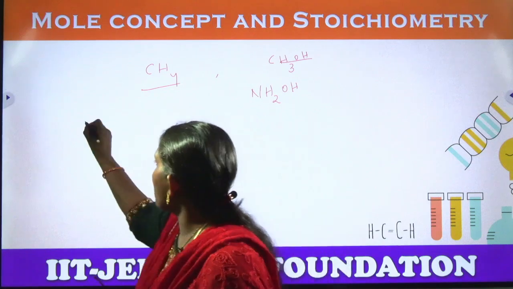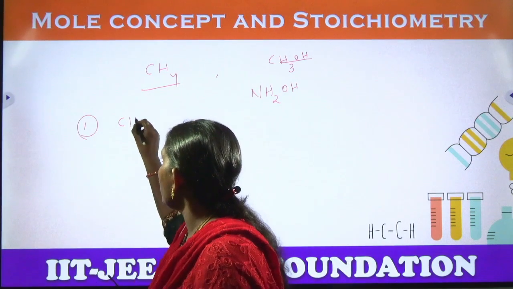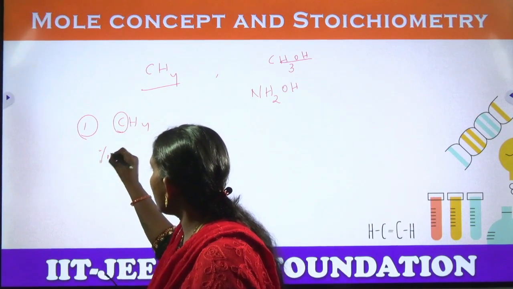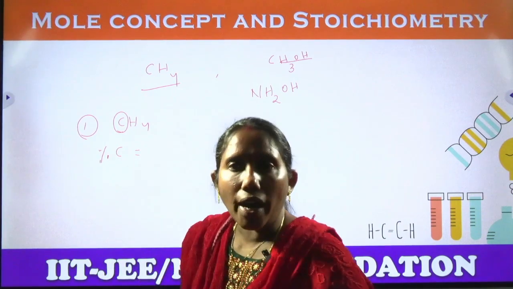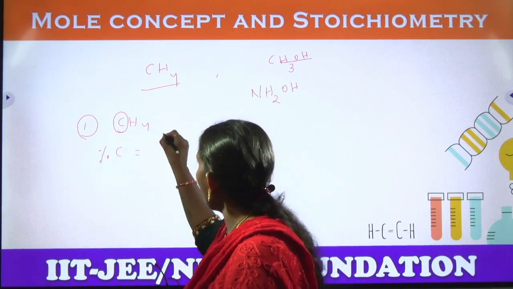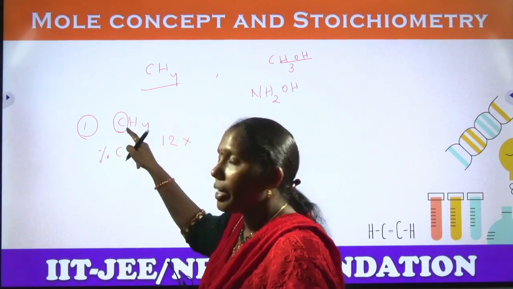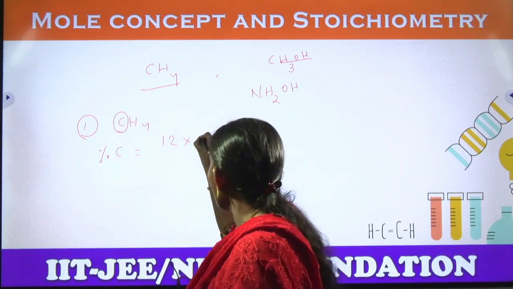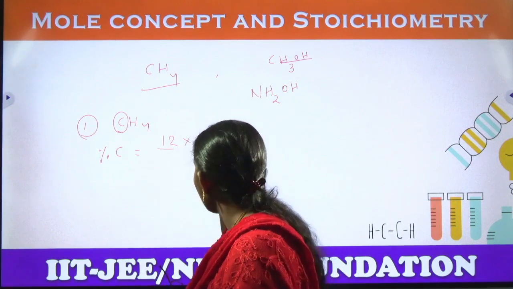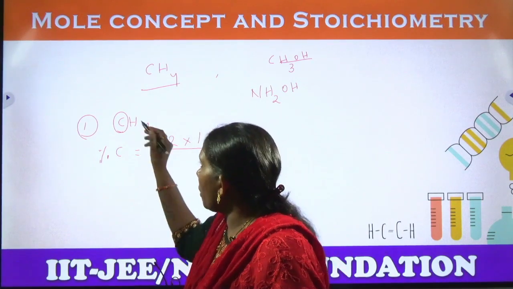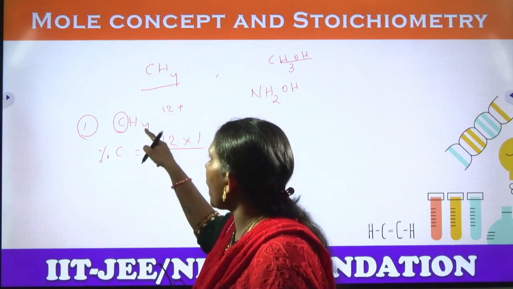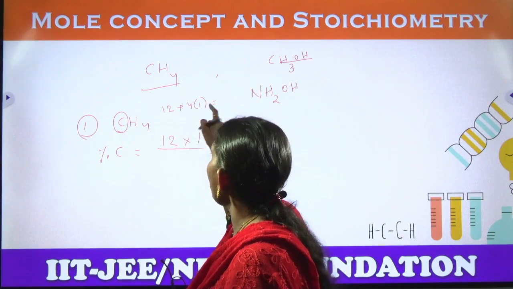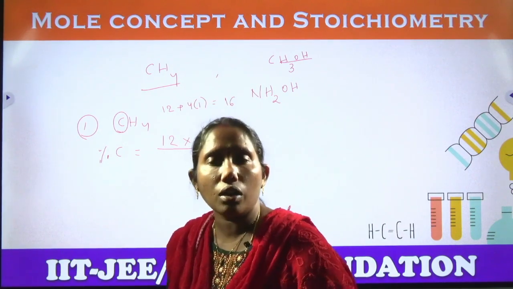Come to the first one, CH4. I want to calculate the percentage of carbon. So, percentage of carbon equals the atomic weight of carbon, which is 12, into the number of carbon atoms in the CH4 molecule, only one carbon atom, so into 1, divided by the total molecular weight. For one carbon it is 12, plus hydrogen is 1, and we have 4 hydrogen atoms, so 4 into 1. Total 12 plus 4 gives 16. 16 is the molecular weight of CH4.